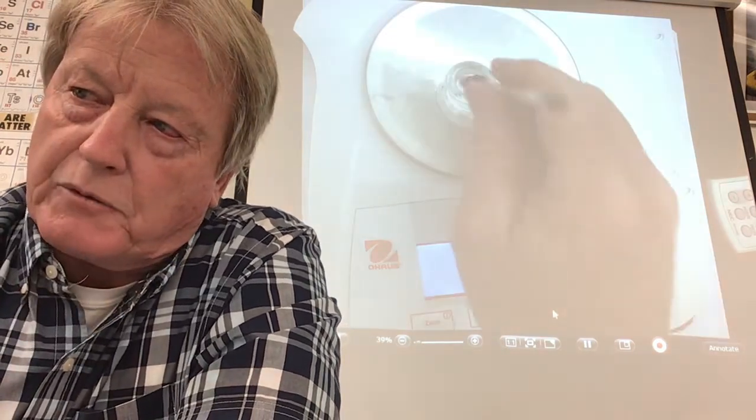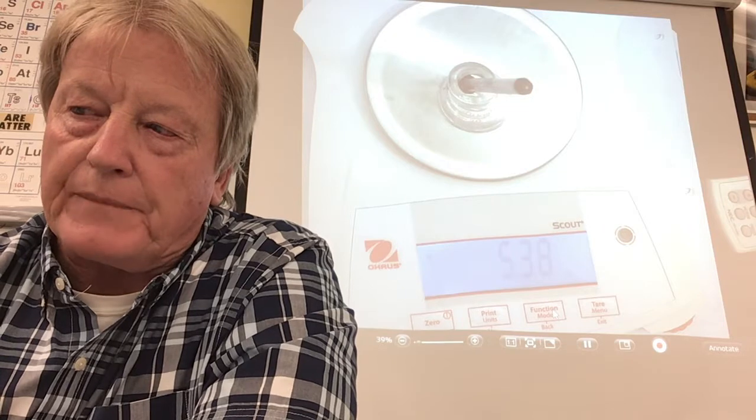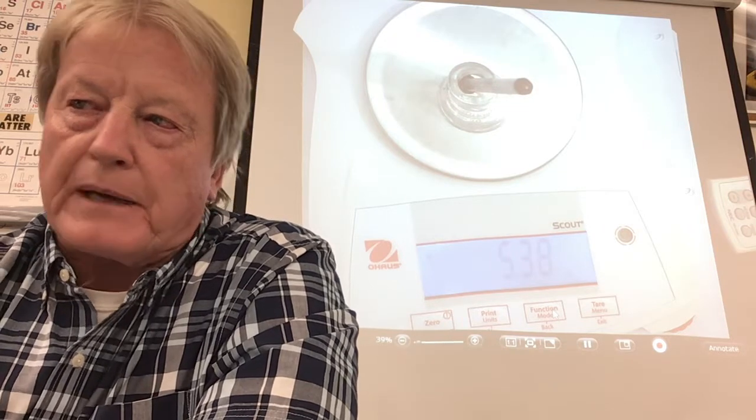So then, if I were to pour liquid in there, and this is liquid pen, anyway, I put some liquid pen in there, and notice that it says 5.38. Well, now it's only measuring the mass of what's in the container, not the container itself. And that's a neat feature called an auto tare feature.